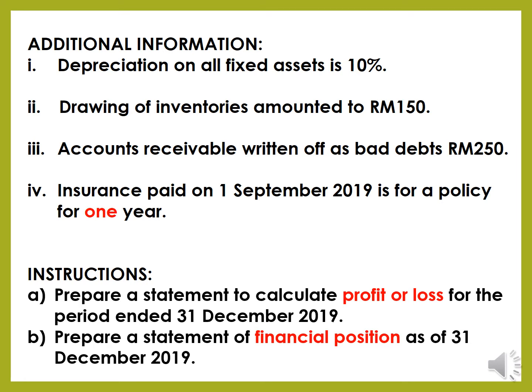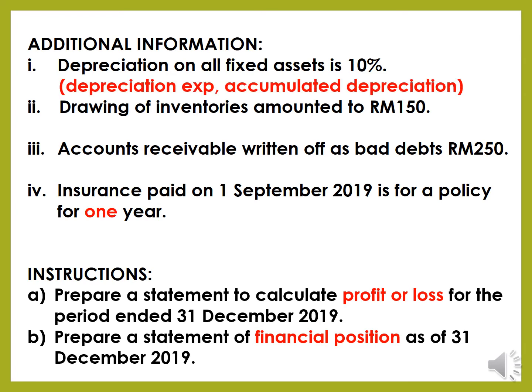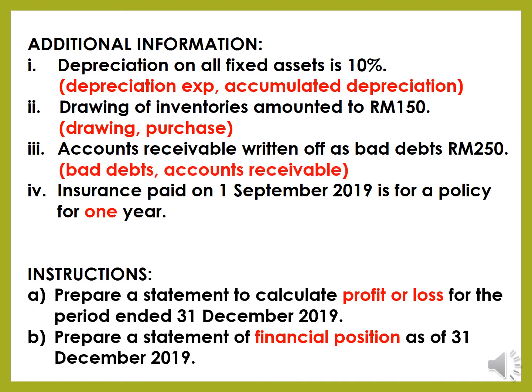For depreciation on fixed asset, the related accounts are depreciation expenses and accumulated depreciation. For drawing of inventories, the related accounts are drawing and purchase. For bad debt, the related accounts are bad debt and accounts receivable. And for insurance, the related accounts are prepaid insurance and insurance expenses.